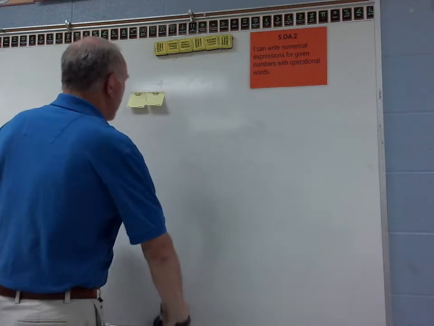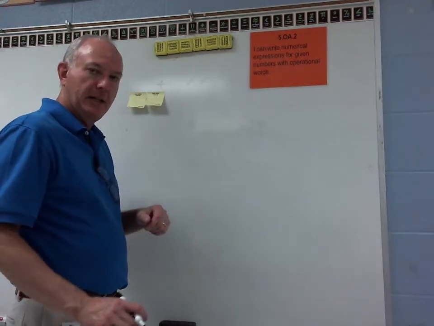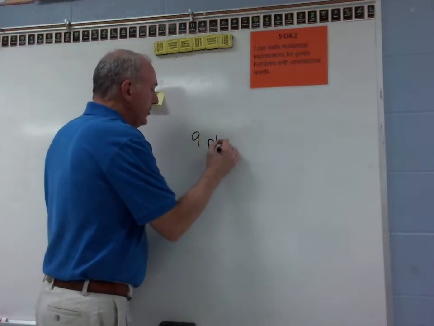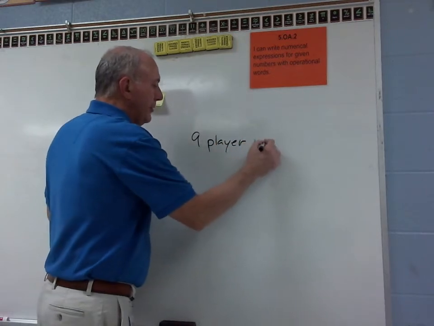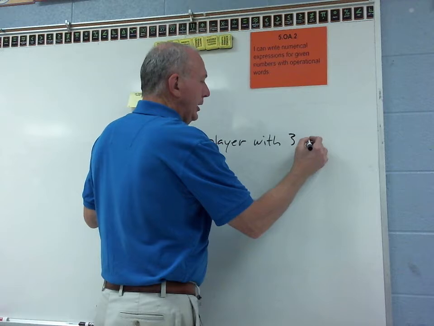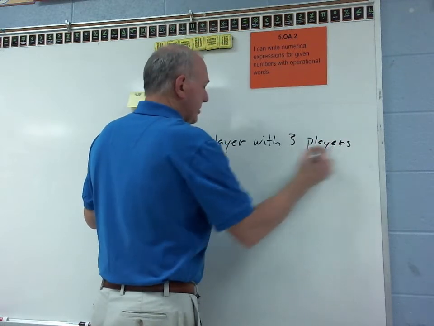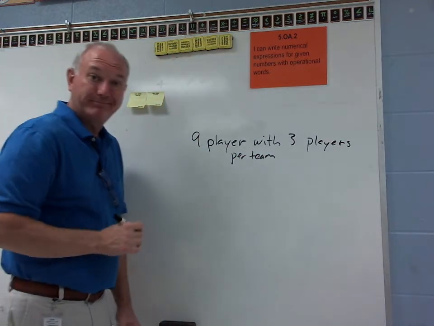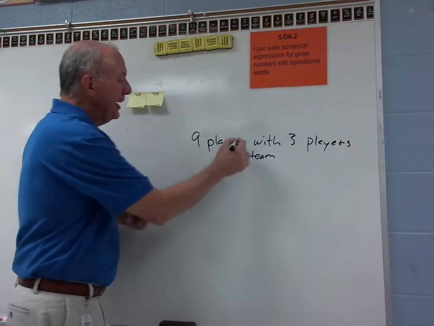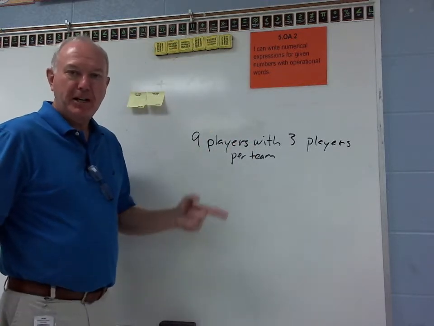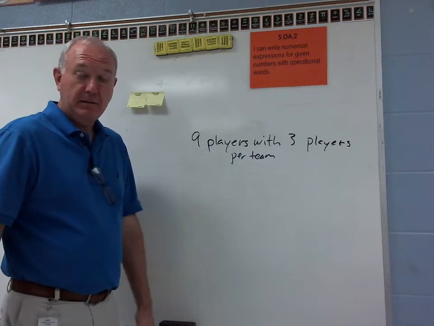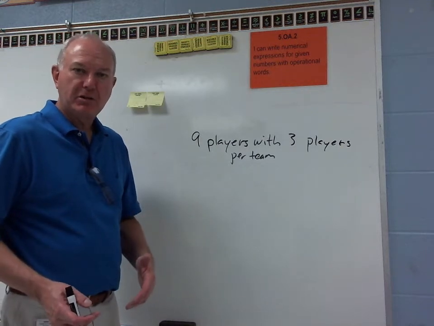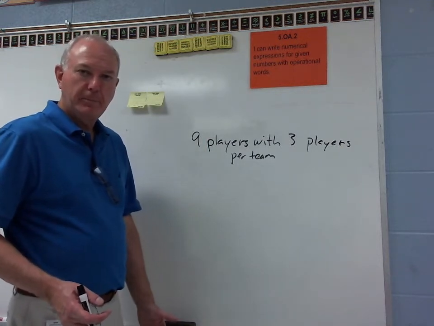All right? What about this? How would you write this? I have 9 players with 3 players per team. How do you like my handwriting? I don't either, okay? But 9 players with 3 players per team. We're trying to solve that. How would I write that? How would I work that out? How would I set that up as an expression so I could solve it later? What operation is it?